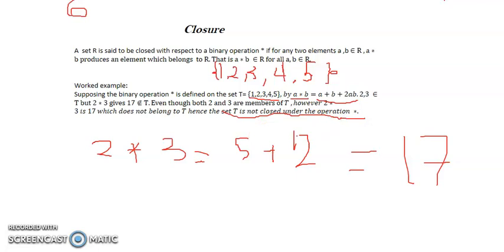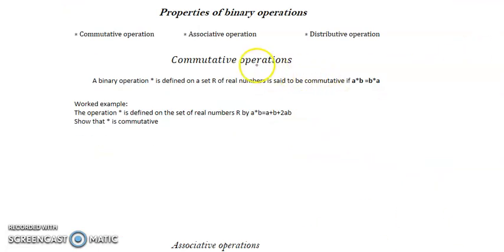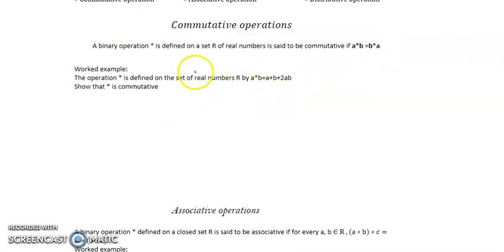Let's move on to properties of binary operations. Commutative operations, associative operations, and distributive operations are all properties of binary operations. Let's look at commutative operations. A binary operation star defined on a set of real numbers is said to be commutative if A star B is the same as B star A. It should be noted. Now, let's look at one example.